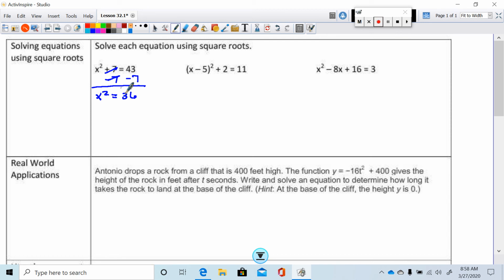Now to get rid of a square, you have to take the square root of both sides. However, when you take the square root of the right hand side, you have to put plus or minus. Here's the reason why. Well, let me go ahead and solve it and then I'll explain why. So opposites cancel. Plus or minus, the square root of 36 is 6. The reason you need the plus or minus is because 6 times 6, if it's positive, 6 times 6 is 36, but also negative 6 times negative 6 is 36. So you have two answers for this. You have 6 and negative 6.